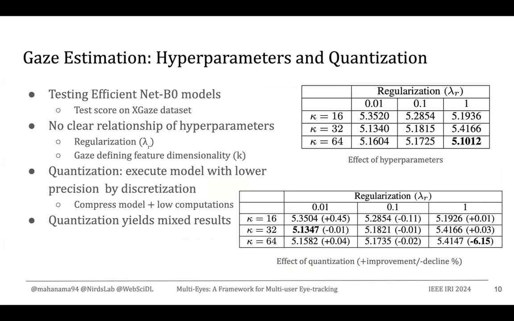In our next investigation, we investigated the effects of hyperparameters K and lambda R using the EfficientNet-B0-based model. Our investigations did not find any clear relationship between the hyperparameters and the overall performance of the model. We also investigated the effects of quantization, where we execute the model with low precision by discretization, allowing us to lower the computational load while compressing the model. In our study, we observed mixed results for the quantization and the performance.